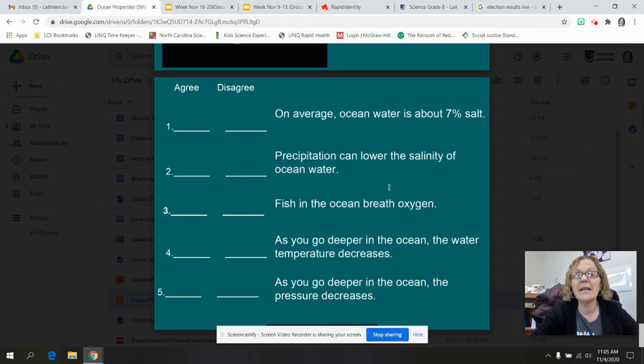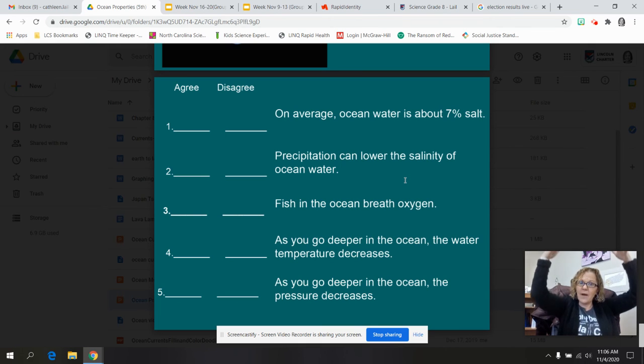Fish in the ocean breathe oxygen. Correct. That's why we need a lot of dissolved oxygen in the water. As you go deeper in the ocean, the water temperature decreases. That is also correct, because as you move away from that light, then obviously the temperature is going to decrease as well. As you go deeper in the ocean, the pressure decreases. That is incorrect. The pressure will increase, not decrease, because as you go deeper, you have more water above your head, and the weight of that water is pressing downward on top of you.